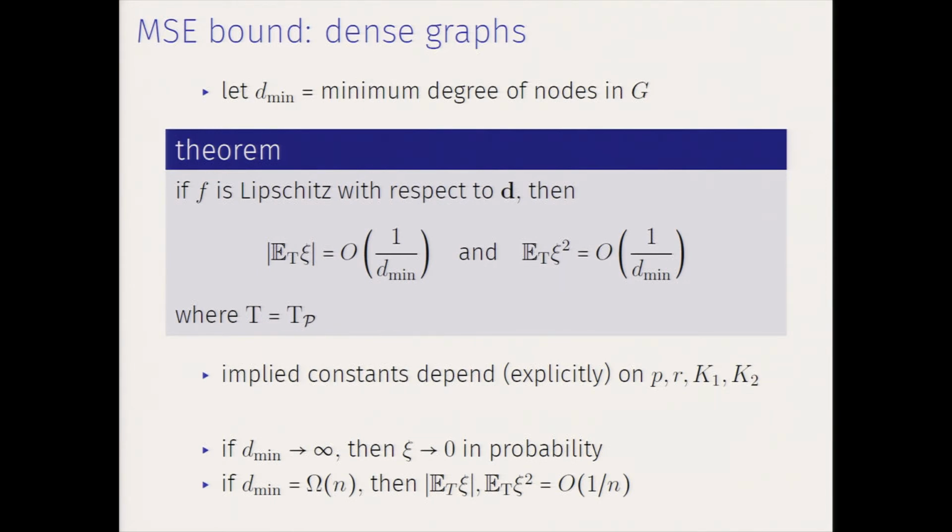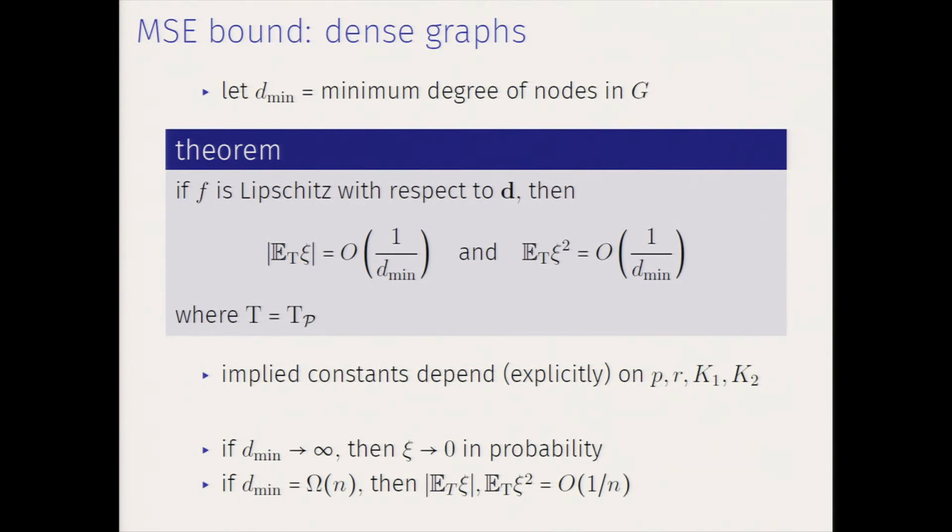So let me give some interpretation first of what these two quantities are, this expectation and the expectation of the square. Essentially, the expectation of xi is the amount that interference contributes to the bias of the Neymanian estimator, while the expectation of the square of xi is the amount that interference contributes to the mean square error of the Neymanian estimator. So what this result says is that the contributions of interference to bias and mean squared error are at most 1 over the min degree of the graph for our treatment design. So in particular, if the min degree in the graph goes to infinity, then this net interference effect is going to go to 0 in probability for our design.